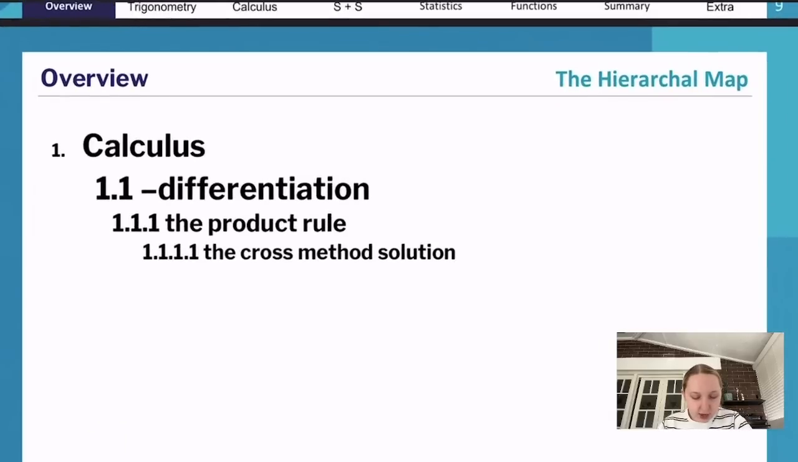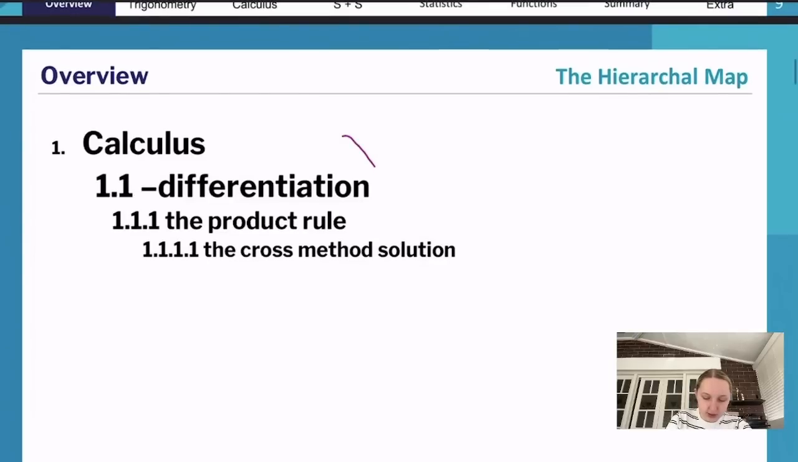Okay, so the next little part of our overview is looking at the hierarchical map, which is just a way to think about your maths syllabus. When you've got your hierarchical map, each time you go down, you're getting more and more specific. So calculus is your broad topic. Differentiation within that is your first specification. Then within that, you've got the product rule, which is another specification of a type of differentiation. And then you've got another specification of the cross method solution for the product rule.